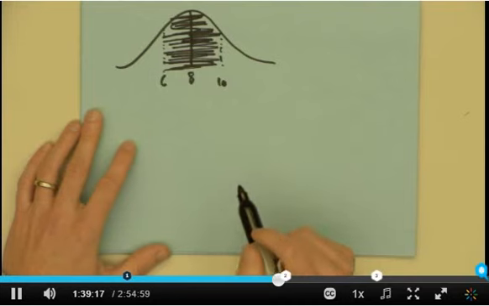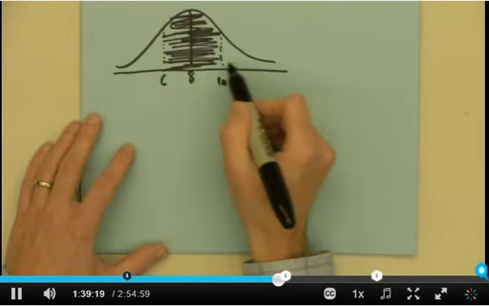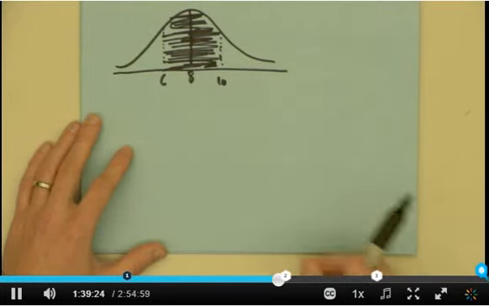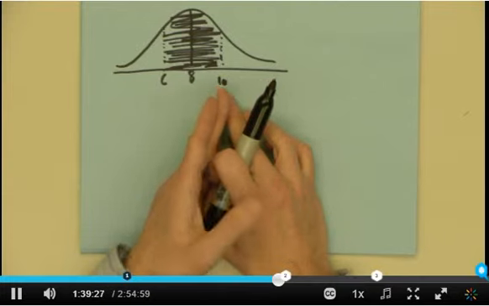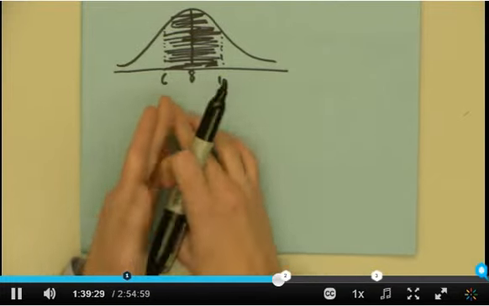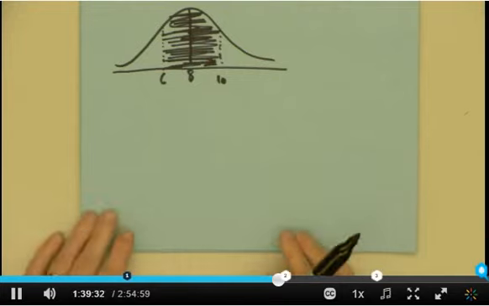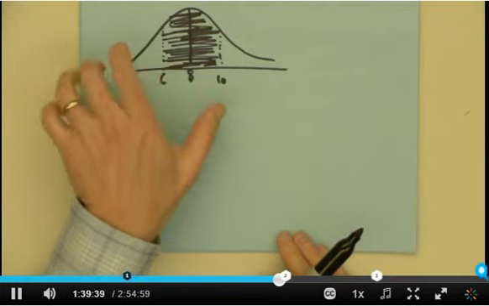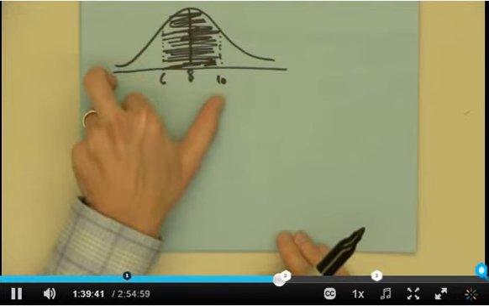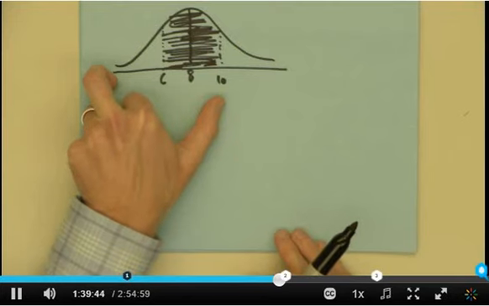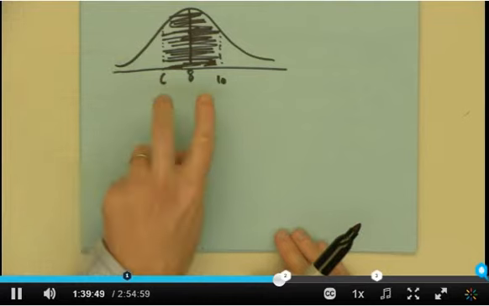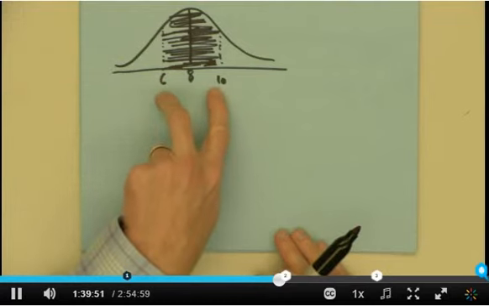Well, here's what I can do. If I'm trying to compute this area right here, all that my calculator will do is tell me the area to the left of 10, or to the left of 6, or to the right of 6, or to the right of 10. One thing I can do is I can take the area to the left of 10, which is this entire area, right? And then I can subtract from that the area to the left of 6. What's left over is the area that I want.